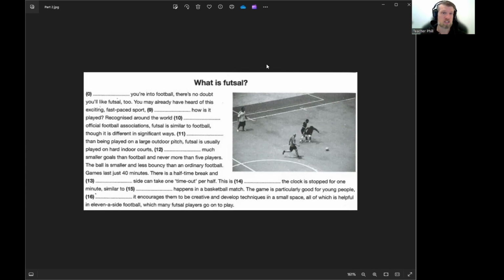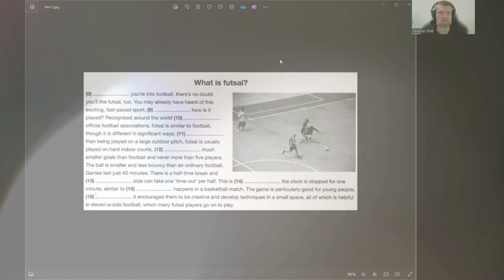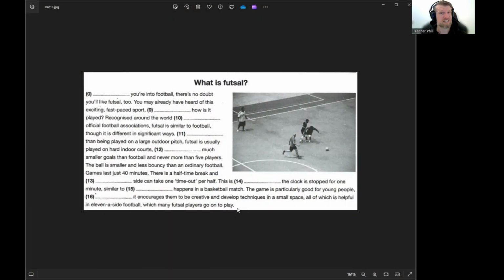So once again, just as I did in part 1, I'm going to read the text very quickly, and I recommend doing the same. I'll be back with you in a second. Okay, so I've just had a quick look at the text. The thing is, futsal, basically football indoors, is something that I have heard about before, and I have watched some matches, so I know a little bit about it, which might make it a little bit easier for me as well to choose the correct words.